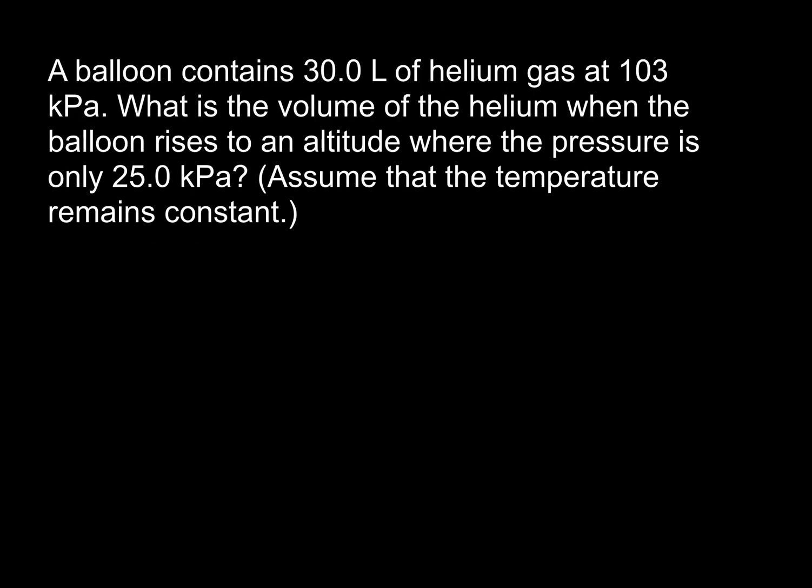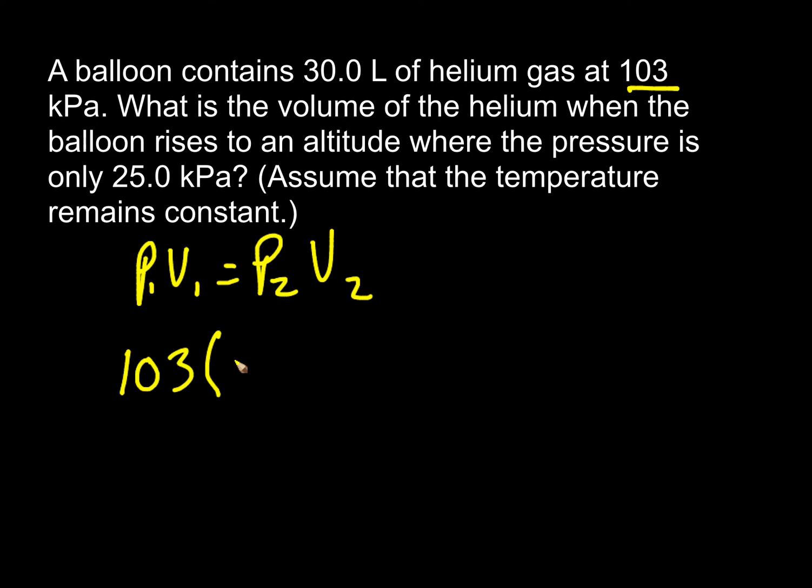Okay, so a balloon contains 30 liters of helium gas at 103 kPa. What is the volume of the helium when the balloon rises to an altitude where the pressure is only 25 kPa? Assume that the temperature remains constant. So we know P1 times V1 equals P2 times V2. And our first pressure here is 103, and our first volume is 30.